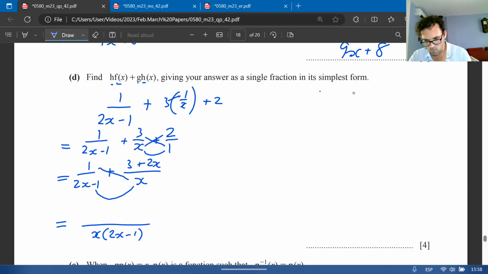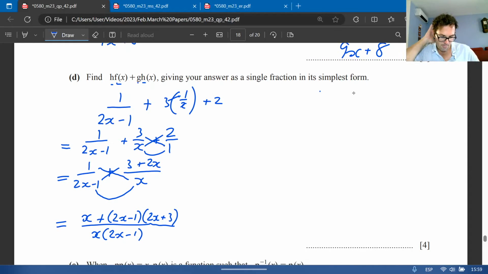Multiply this x with the 1. 1 times x is x. There's a plus in the middle. And then we multiply this there, which is 2x minus 1 times what's at the top. I'm just going to swap this around because we can. Just 3 plus 2x is the same as 2x plus 3. It's just easier when we expand the brackets.